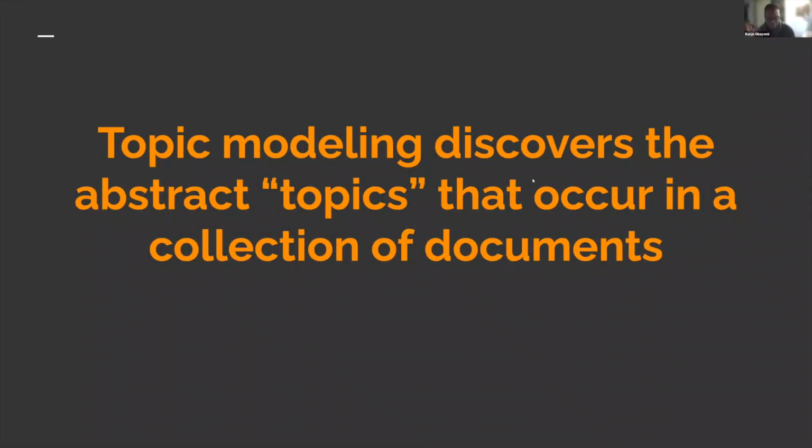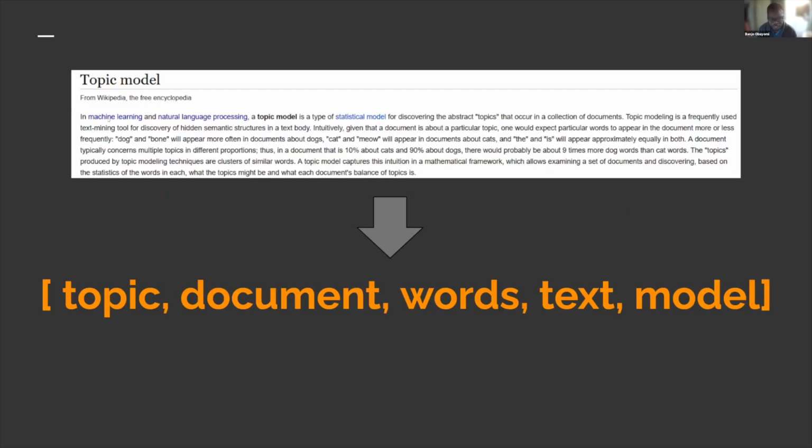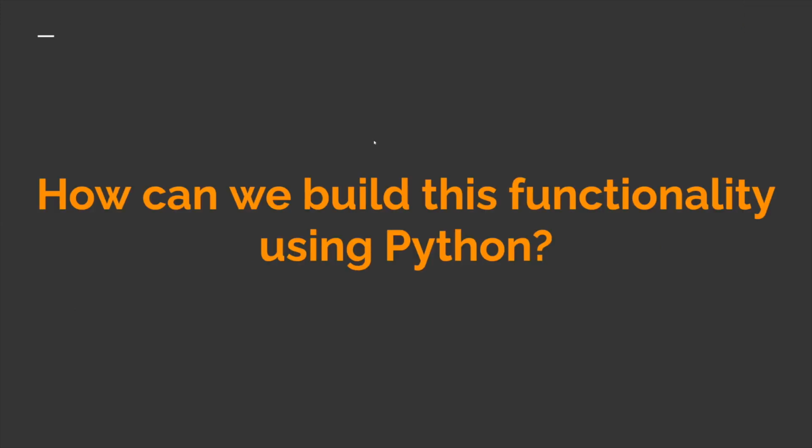about discovering abstract topics that occur in a collection of documents. To illustrate that, we see in this Wikipedia page, you have a bunch of text, and we want to be able to transform this to the most important words in that text. So in this example, we see topic, document, words, text, and model, and that's processed from the Wikipedia text. So basically, I wanted to know how can we build this type of functionality in Python where the input is just a document and then the output is just the topics associated with that.